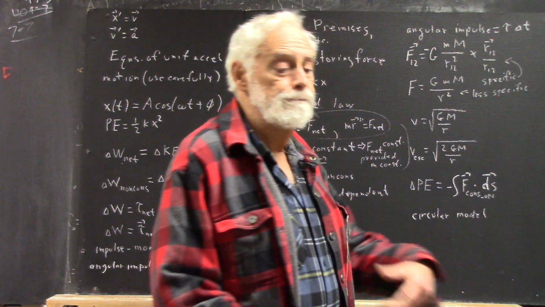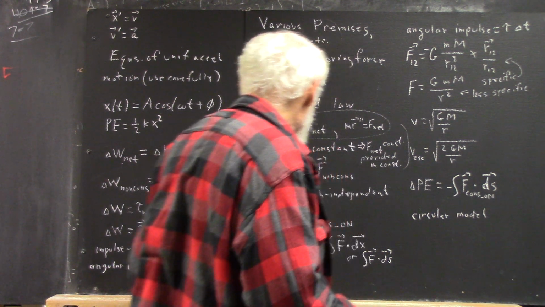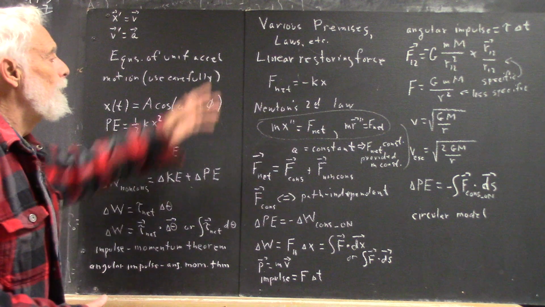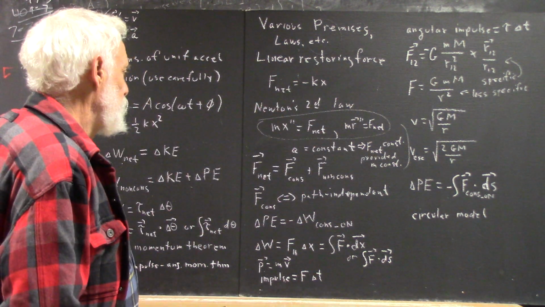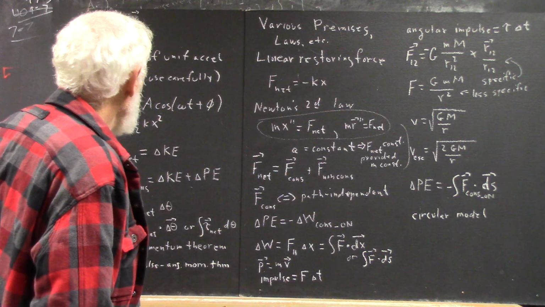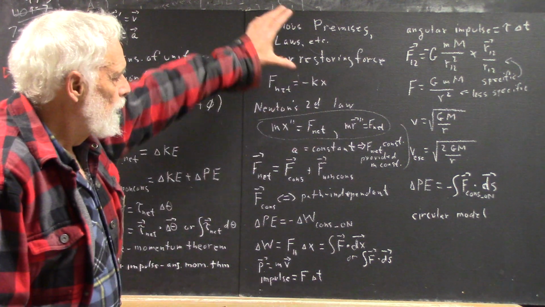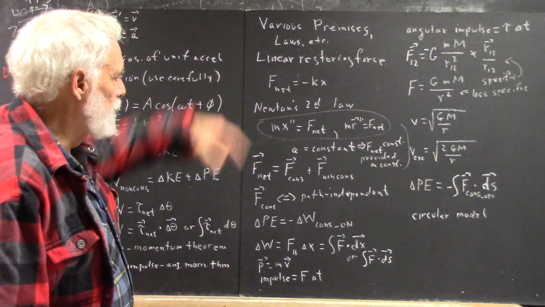Circular model, simple harmonic motion, circular model, that's all I'm going to say. You need to know it. Spent plenty of time talking about it. Okay, so these are the principles. These aren't formulas that you necessarily use, but some of them are put into formulas, most of them, I guess. These are the basic premises, various premises, laws, etc.